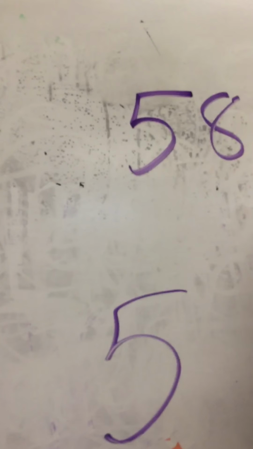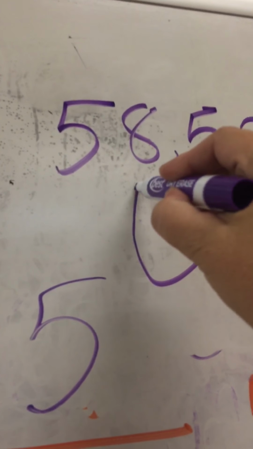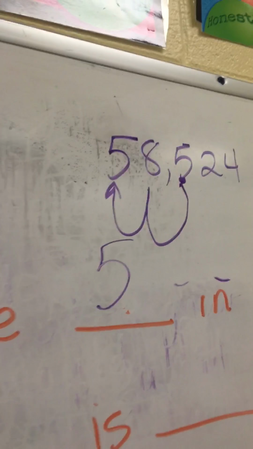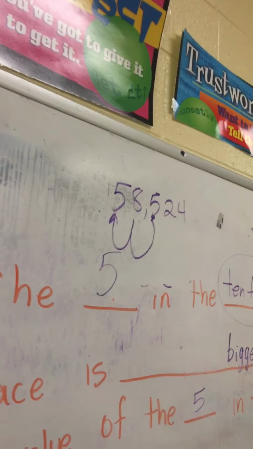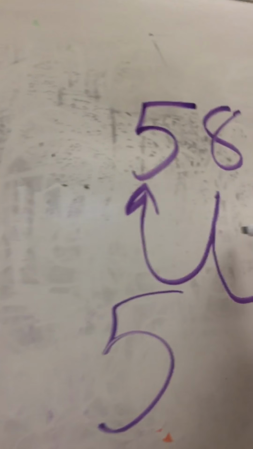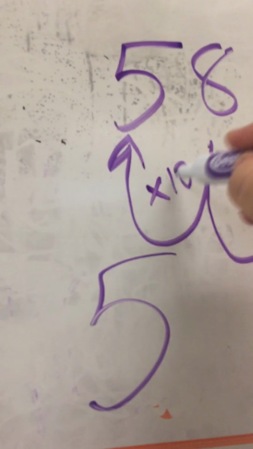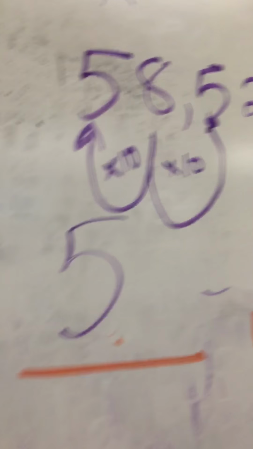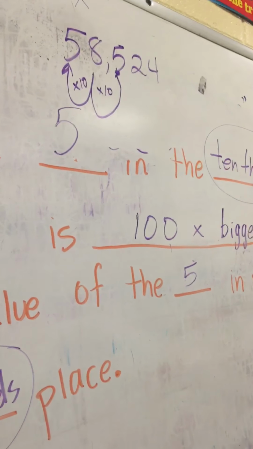How many times did you jump? 2. Do you all agree that that's what your jumps look like? Yeah. And each jump represents times 10. All right, well, if we've got times 10 here and times 10 here, really, what do we have? Times what? 100. Yes. So 2 jumps means 2 zeros. So it's 100 times bigger.